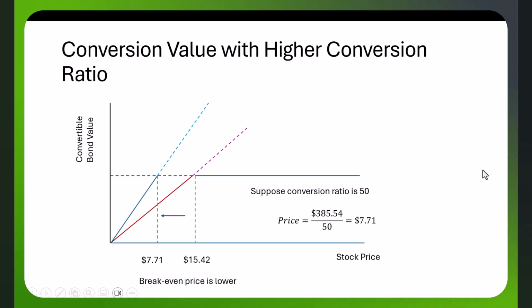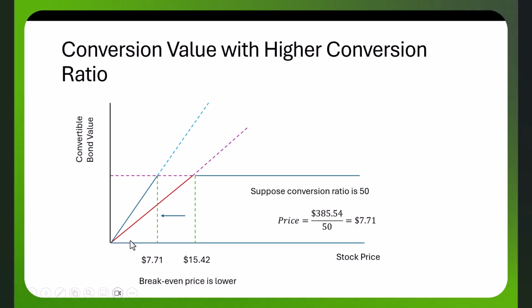So what does this look like if we change the conversion? What happens to the conversion value with a higher conversion ratio? What this does is it shifts this line back. The slope of this conversion value line is the conversion ratio. If we have a higher conversion ratio, we have a steeper slope. For example, suppose the conversion ratio is 50 instead of 25. Now the break-even is 7.71. So it shifts it back.